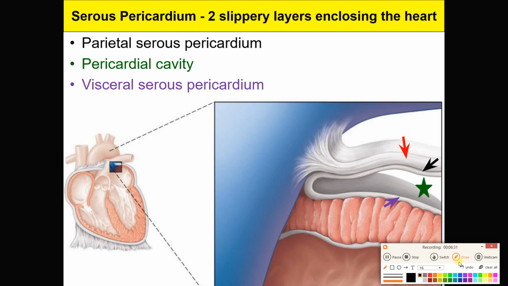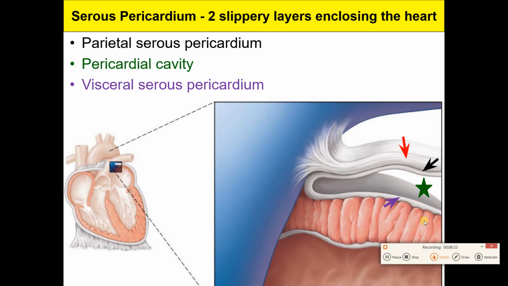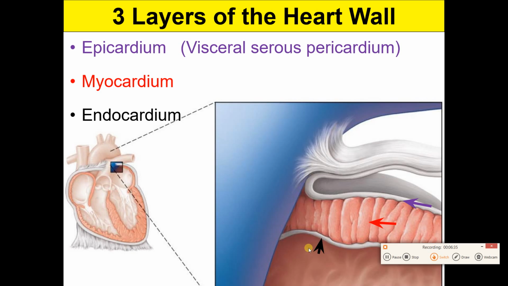All right. So now let's talk about this heart wall a bit. The wall of the heart, so here's the lumen of the heart. Here's the pericardial cavity out here. The wall of the heart has three layers. This one right here, which we just labeled as the visceral serous pericardium, my inner slippery membrane, is also known as my epicardium. It's also considered the outer layer of my heart.